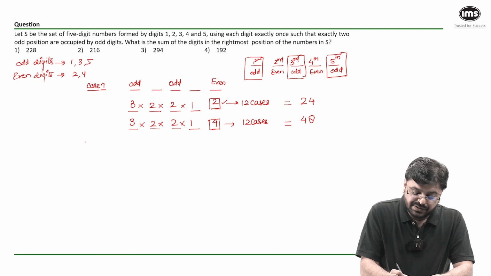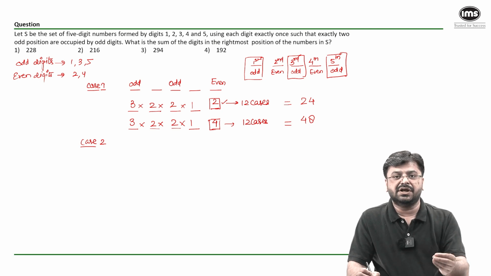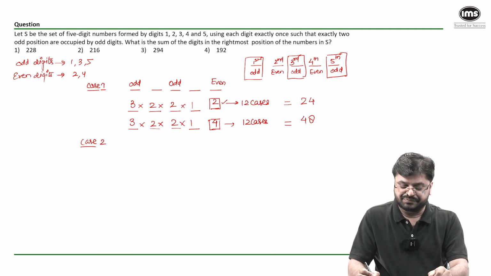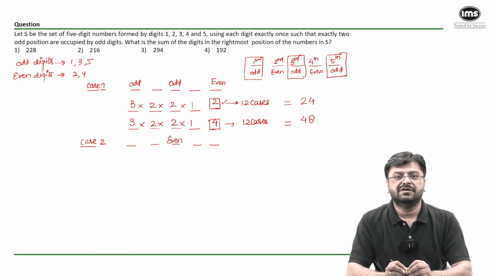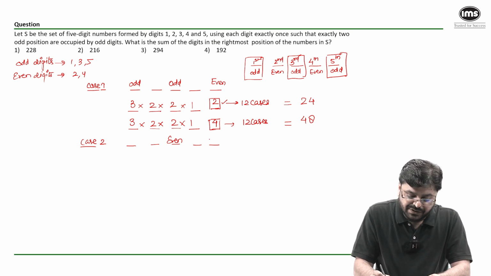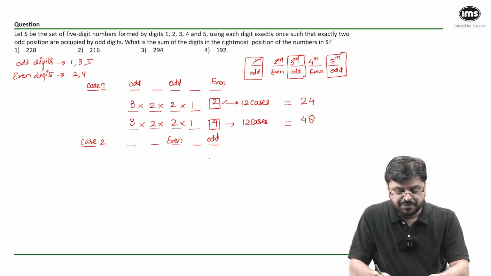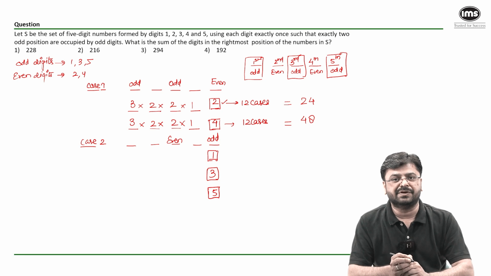This is case 1. Now case 2. What is case 2? If I don't use an even digit at unit place. So let's say I use an even digit at third place, which is the 100 place here, and I fill this place with an odd digit. So what are the options I have? I can put 1 here, I can put 3 here, I can put 5 here. These are the 3 odd digits available to me.